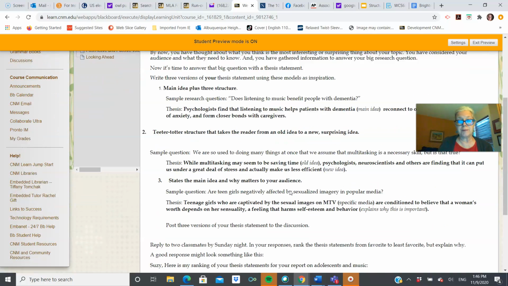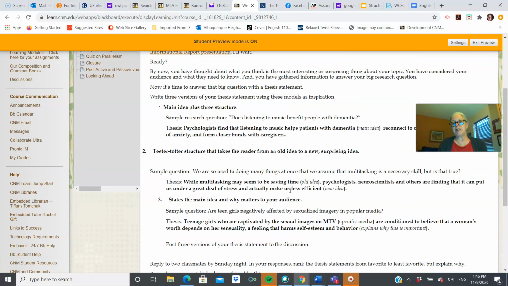Let's take another example. The teeter-totter structure takes the reader from an old idea to a new or surprising idea. A sample question. We are used to doing so many things at once that we assume that multitasking is a necessary skill, but is that true? Thesis, and this comes from an actual published article, I think from the New York Times. While multitasking may seem to be saving time, old idea, psychologists, neuroscientists, and others are finding that it can put us under a great deal of stress and actually make us feel less efficient.